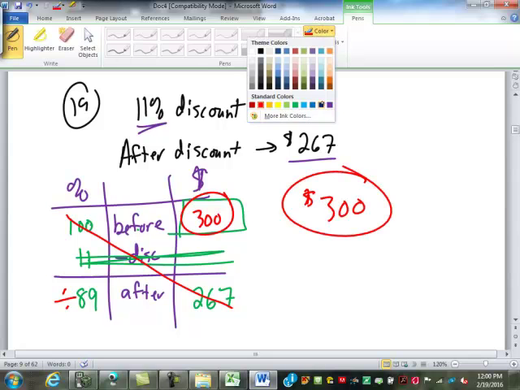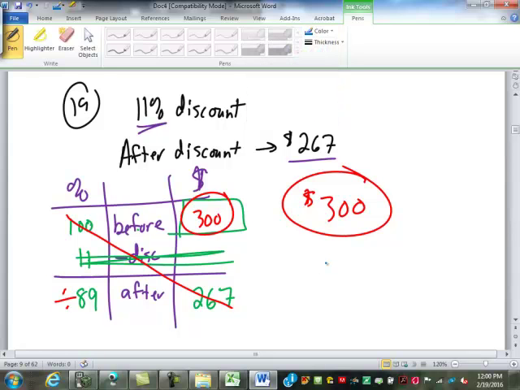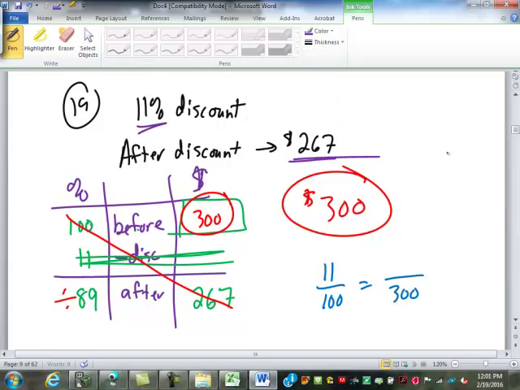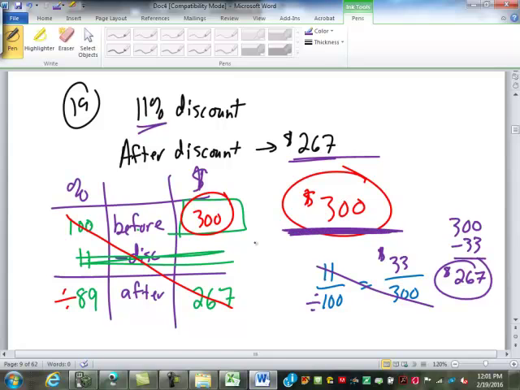On these, it's always a good idea to work them backwards. So once I have my answer, let's double check. Let's find 11% of the 300 and see if it takes us back to 267. Well, 11 times 300 divided by 100 is $33. If I do 300 minus 33, it does take me back to the $267. So the $300 original price before the discount is correct. Any questions on page 2?